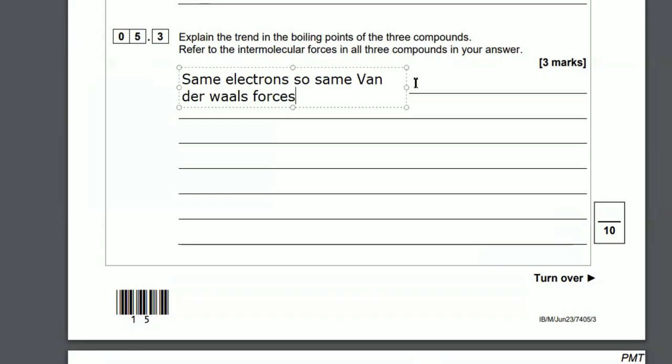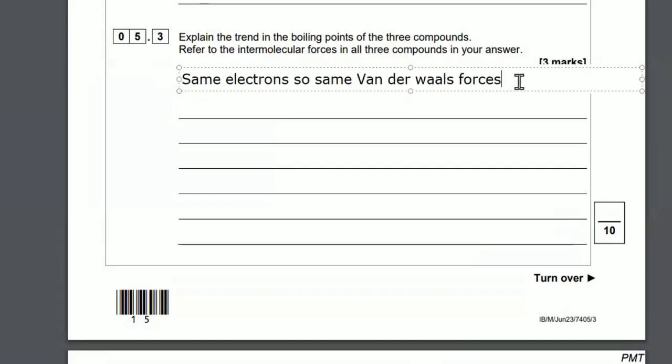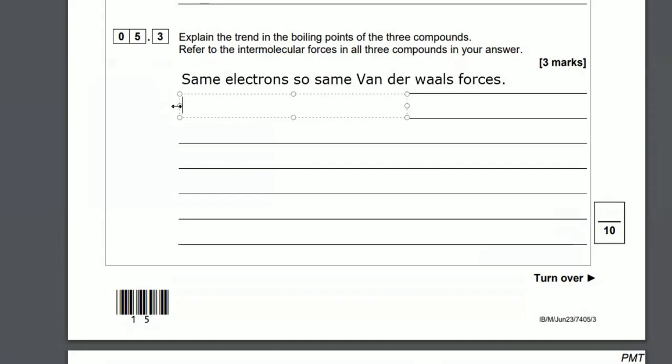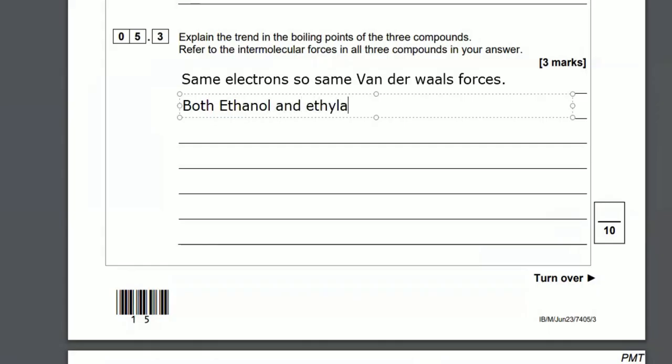I guess they say explain the trend, and this doesn't play a part in the trend because they've all got the same van der Waals forces in all molecules. So they don't give you a mark for that. I thought I'd just explain that's the relevance of the electrons. Don't talk about van der Waals forces and the size of them because they've just told you they've all got the same electrons. They're leading us away from talking about that. But what we do have is that both ethanol and ethylamine have hydrogen bonding.